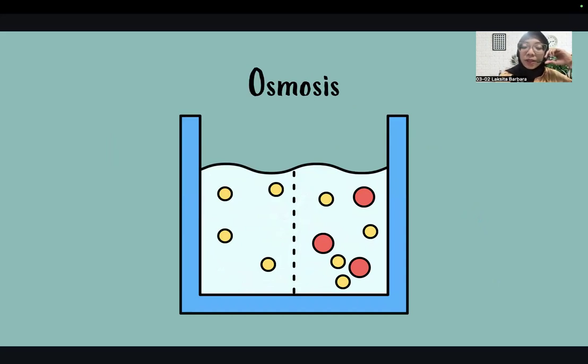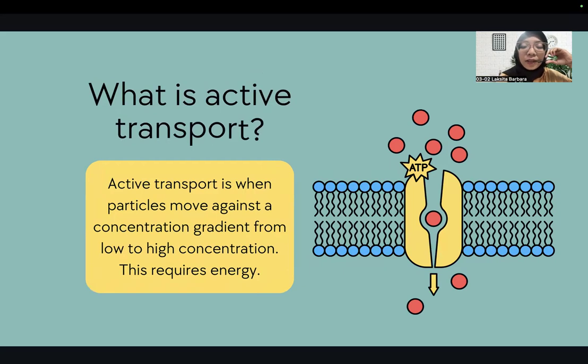So it can be translated as well that the water moves from the low concentration of particles to the higher concentration of particles. And then the last process is active transport.